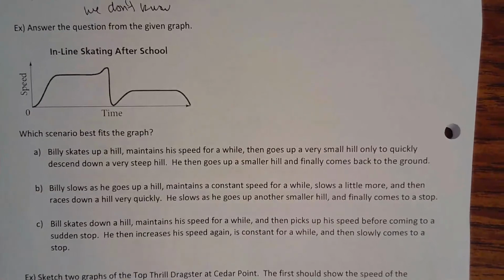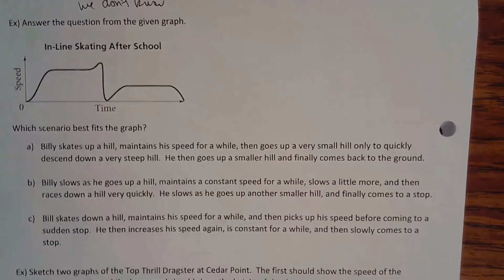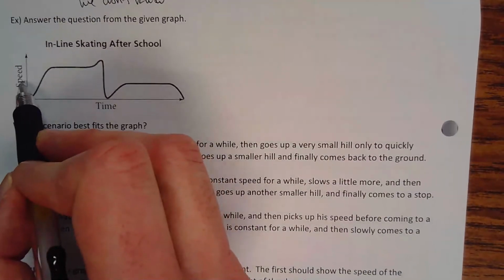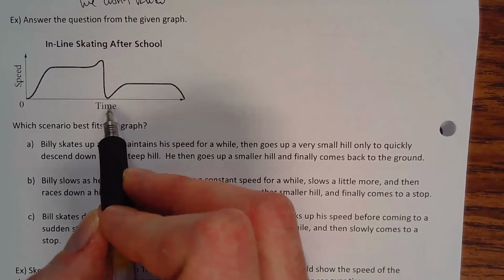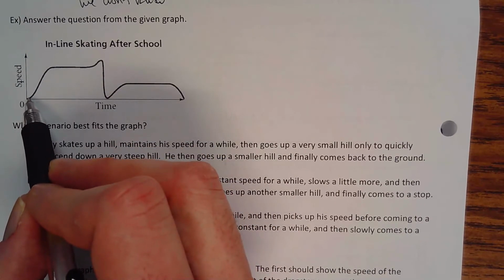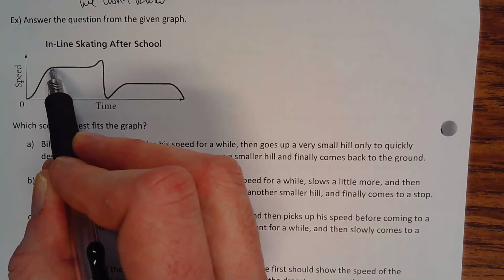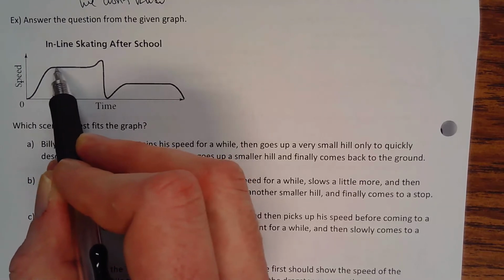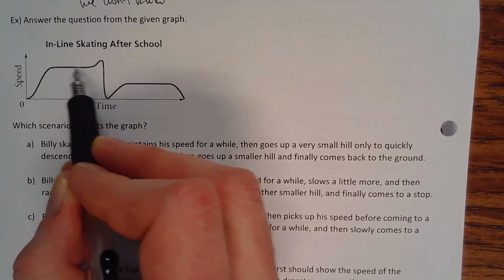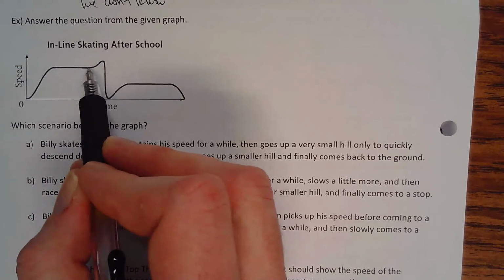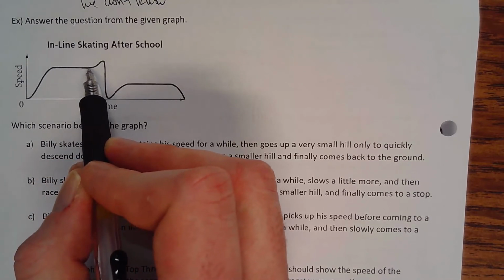And then the next one here says, which scenario best fits the graph? So we've got speed compared to time. So I'm going to a certain speed. As this goes up, I'm going faster and faster. And then I got a kind of a flat time. Now, does this mean that I stopped? If my speed is flat, that doesn't mean I stopped. That means I'm just not speeding up anymore.